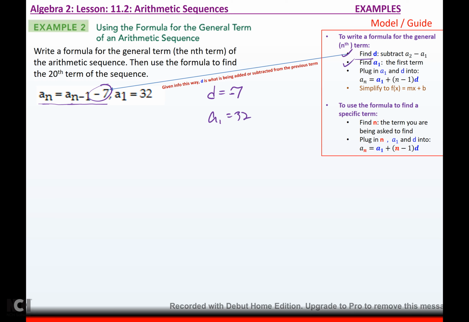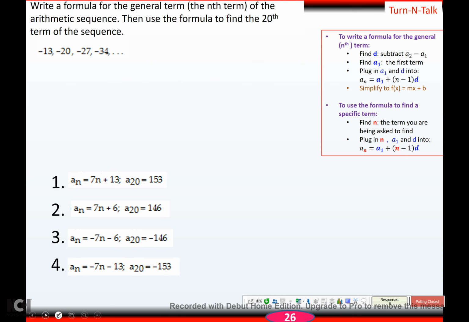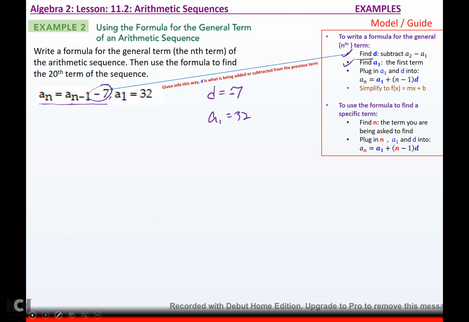So I got that. I'm going to plug them into this formula. So I have a sub n equals a sub 1 plus n minus 1 times negative 7. Okay, and at this point, you could plug in 20 right now and find it. You're going to take the first term and add 19 common differences to it, right? But we can simplify this.